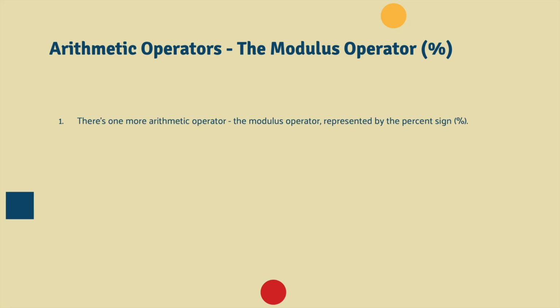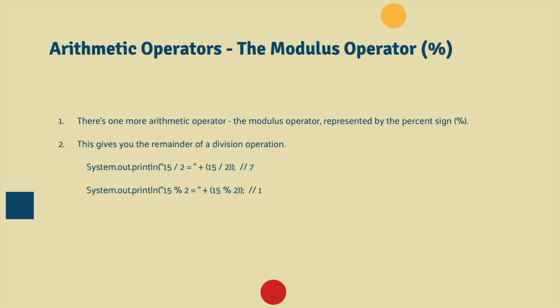There's one more arithmetic operator, the modulus operator, represented by the percent sign. This gives you the remainder of a division operation. So 15 divided by 2 is 7 with a remainder of 1. The modulus operator gives us that remainder.